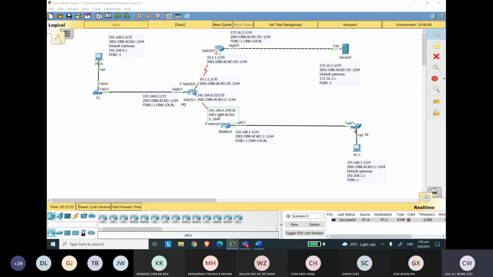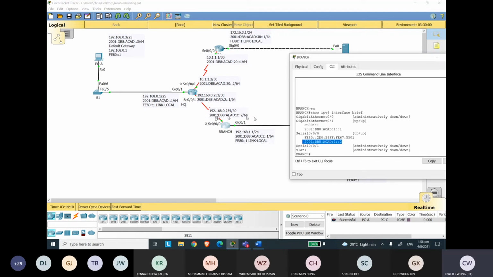ACAT 2. I thought I was wrong. There is a line, there is this 64. I missed the 64, so it's actually correct. I typed wrongly. You can correct this, please, everybody. So this is correct. This is actually 2::2. Sorry, yeah.